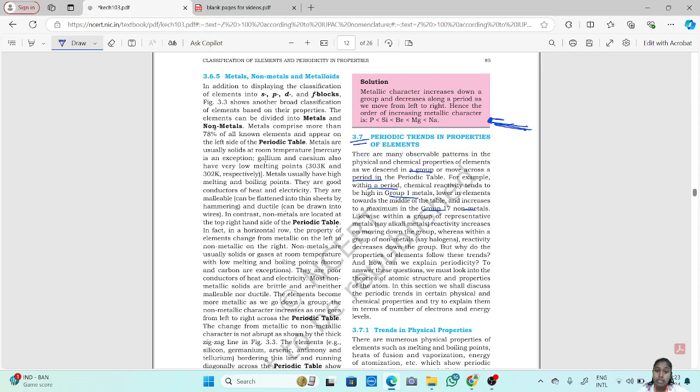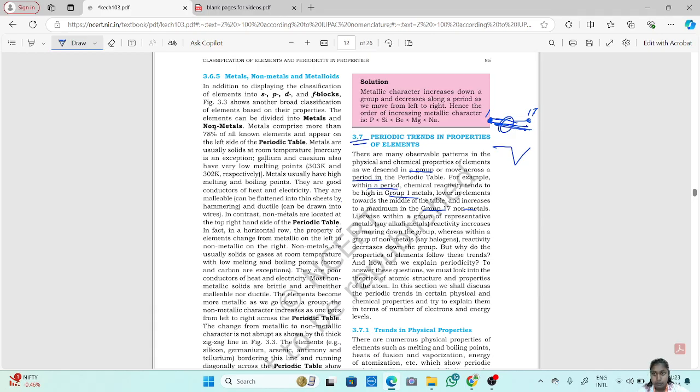So the chemical reactivity is high in group 1, but as we go towards the middle of the table it is lower, and it increases to a maximum at group 17. So from group 1 it decreases in groups 3 to 12, the middle groups, and again it increases when it reaches group 17. So you can see there is an increase, decrease, increase, right?